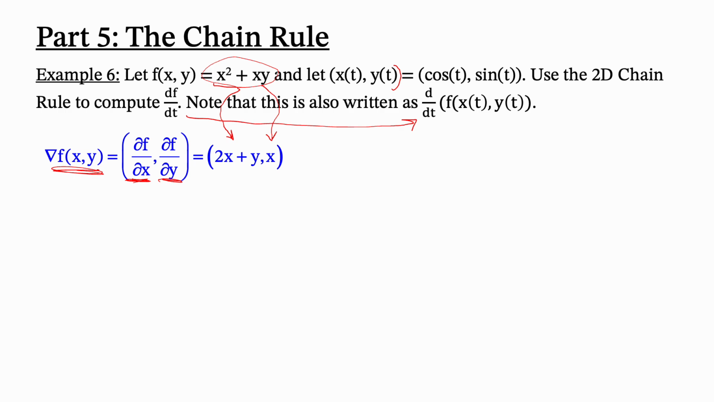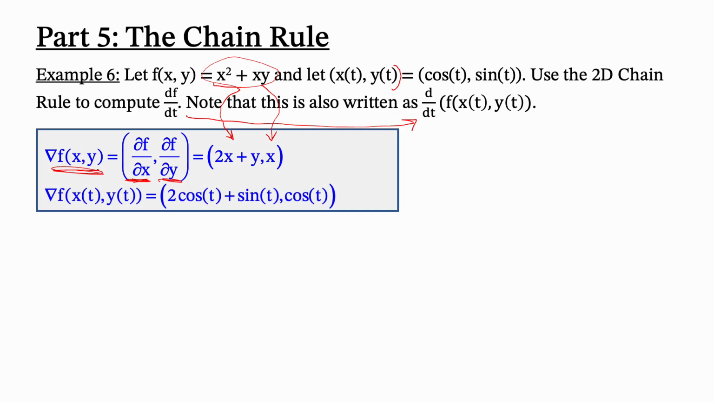Now, if you look more closely at the chain rule formula, it doesn't have the gradient of f of x,y, it has the gradient of f evaluated at x of t, y of t. So I need to take this expression, and I need to plug in my x of t, y of t values in for all the x's and y's here. So this x gets replaced with a cosine, this y gets replaced with a sine, and this x gets replaced with a cosine. This step gets forgotten frequently by students, so I would put a little star right here. Don't forget that step.